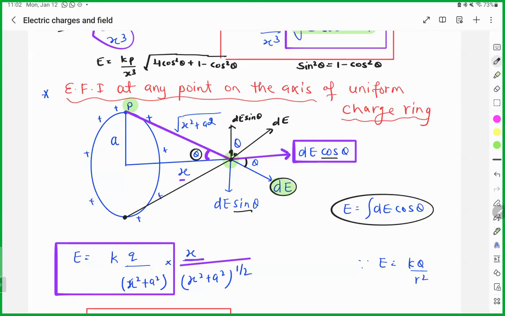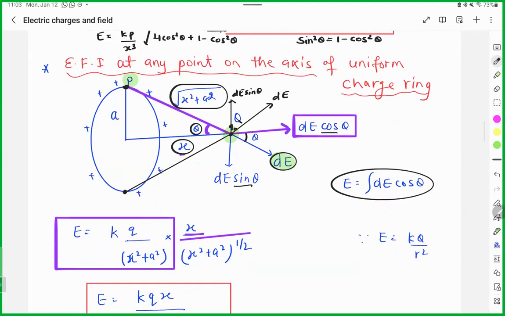Second point, we will consider this distance, not x, because we are calculating from P point to Q point. This is Q, right? We are calculating from P to Q, so you will take this distance. What will be your dE value? K, charge is Q, and distance is x square plus a square. Any doubt, guys? How is it x square plus a square, not under root?